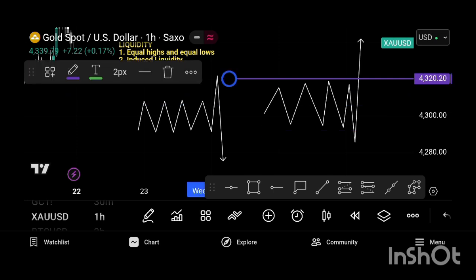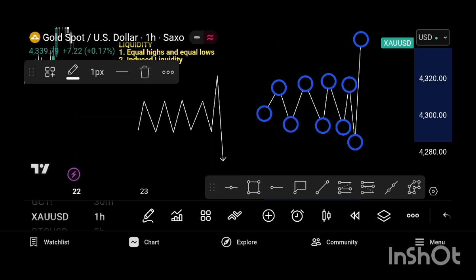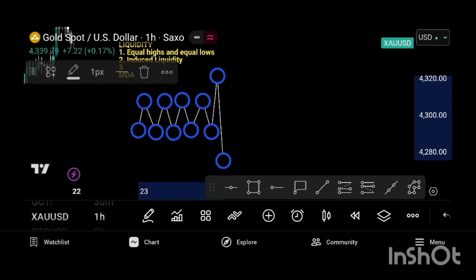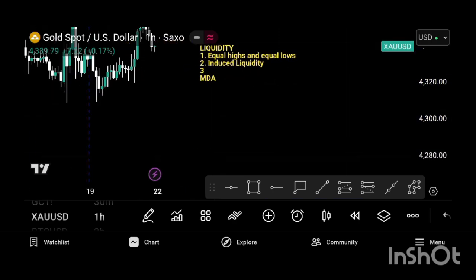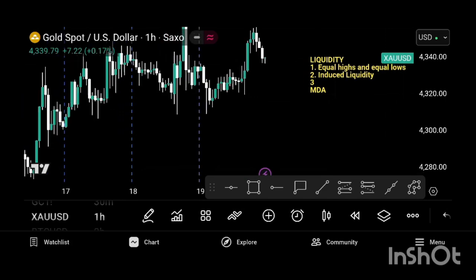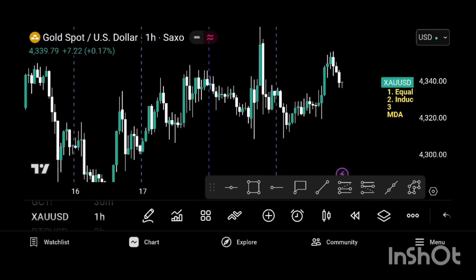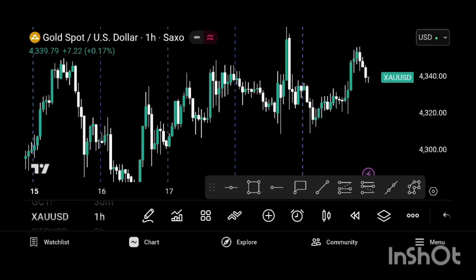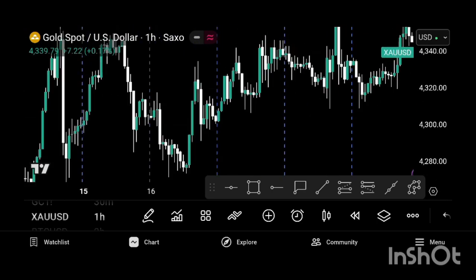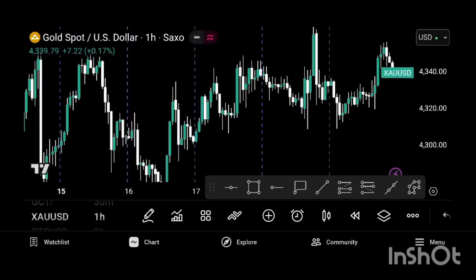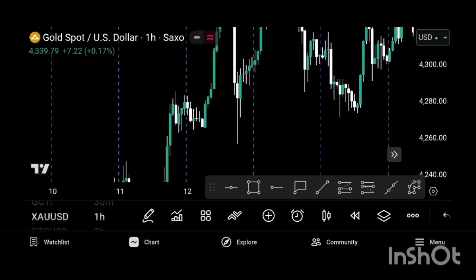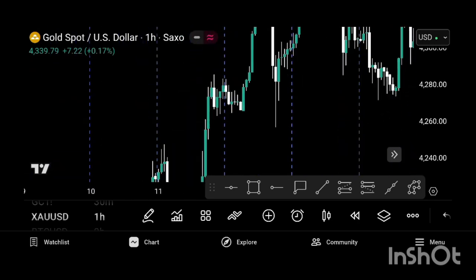Now let me go to the chart and show you an example of equal highs and equal lows liquidity. Before I show you the example, I want to tell you that the best time frame that you can identify market liquidity is on the 1 hour and 4 hour time frame. All right, 1 hour and 4 hour time frame. Those are the best time frames to identify market liquidity.